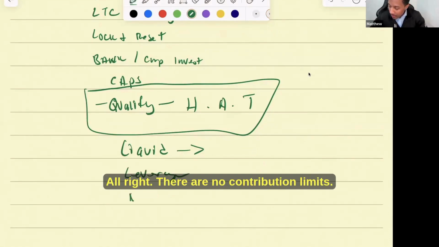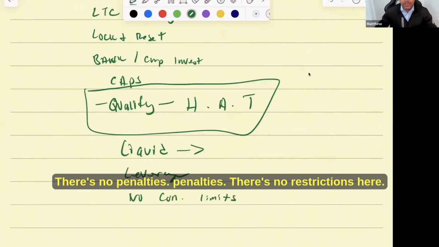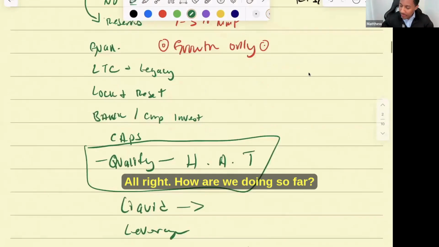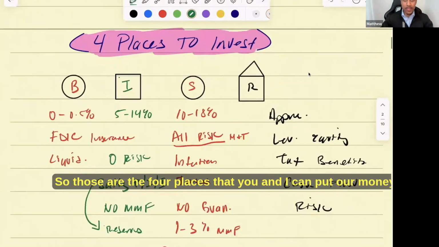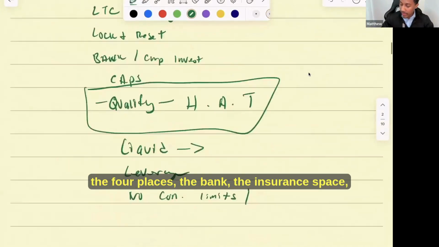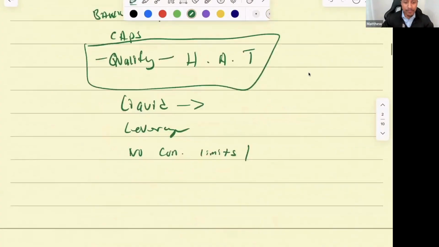All right, there are no contribution limits. So there's no limitations, there's no penalties, there's no restrictions here. All right. How are we doing so far? So those are the four places that you and I can put our money for retirement purposes. Okay, for retirement purposes. The four places: the bank, the insurance space, stock market, real estate.